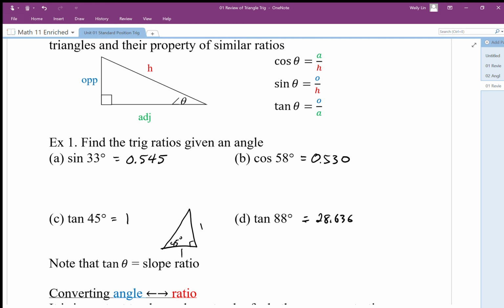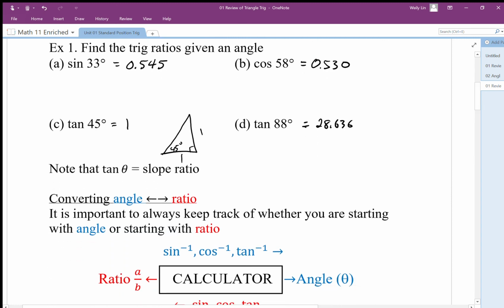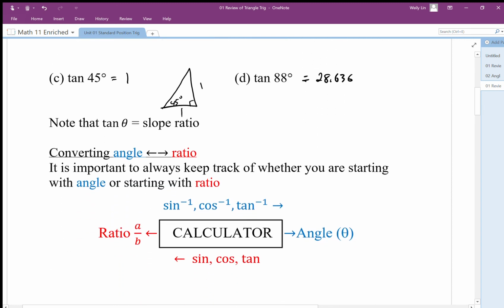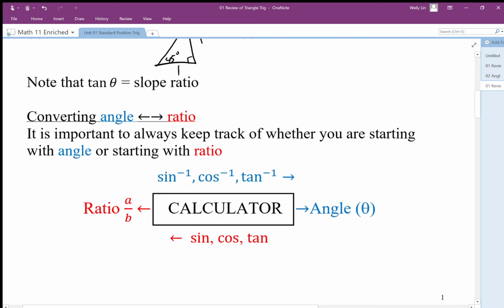So this is converting the angle description of shape. 58 degrees gives us an idea of shape. The ratio of 0.530 gives us a description of shape as well, but in two different ways. One is an angle, and cosine gives us the ratio. We want to make sure we know how to convert from angle to ratio, but also going the other way. It's important to undo the ratio. If we have the ratio that's describing the shape, we should be able to go back to the angle. And we should make sure we keep track of what we are dealing with.